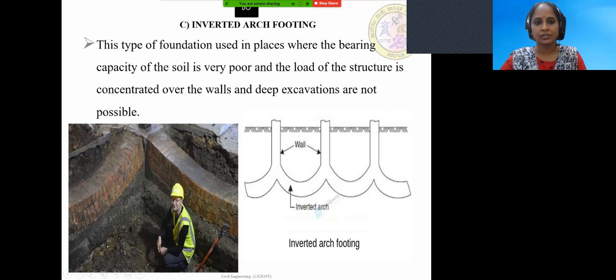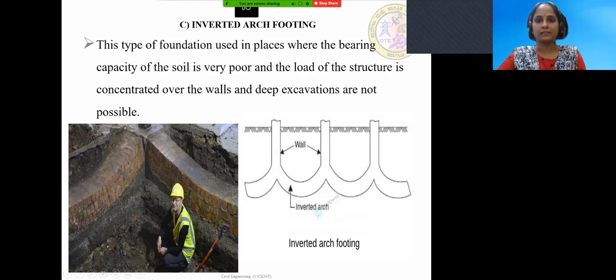So the inverted arch is made of brick. It is usually used in reservoirs, for drainages, and for supporting pipelines also. Actually, we used to use this in the older days. Nowadays, there is very limited usage of this inverted arch footing.